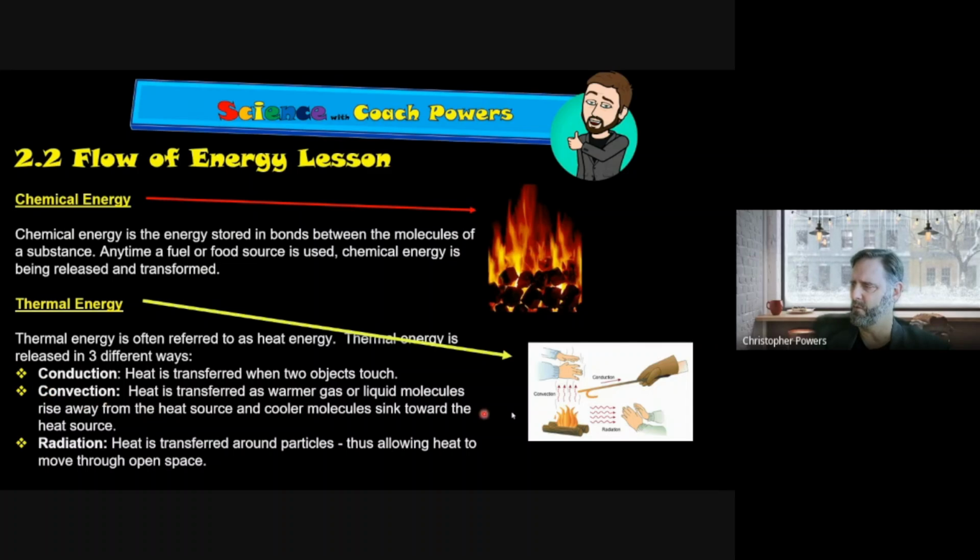So convection now. Well, what is convection? You see the hands up here, heat source down here, and convecting up to the hands. Heat is transferred as warmer gas or liquid molecules rise away from the heat source and cooler molecules sink toward the heat source. So we get this convection up and cooler going down toward the heat source, getting reheated. Now the last term here is radiation. Heat is transferred around particles, thus allowing heat to move through open space. So it's basically a nondescript area around particles, allowing heat to move in open space. So radioactive stuff goes to open space and tends to disperse through that. Okay, so I'll get you through that section.